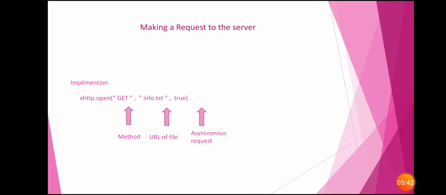To send a request to a server, we use the open and send methods of the XMLHttpRequest object. In this, GET is the method which is used to request. It can be GET or POST, and ajax_info.txt is the URL of the file that we want to load into our web page. And true signifies that we are making an asynchronous request. If we set it to false, then it will not be an Ajax request.